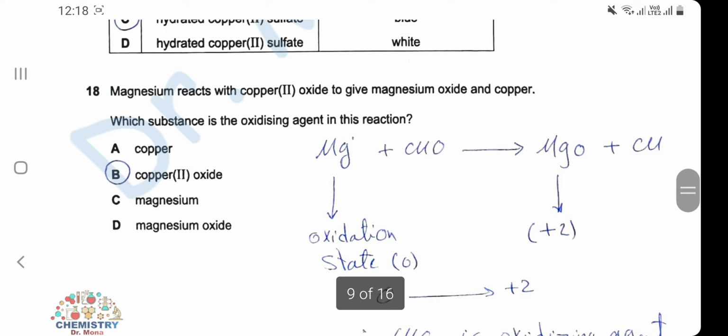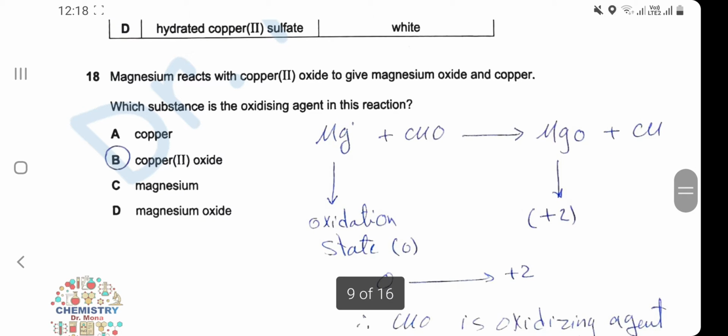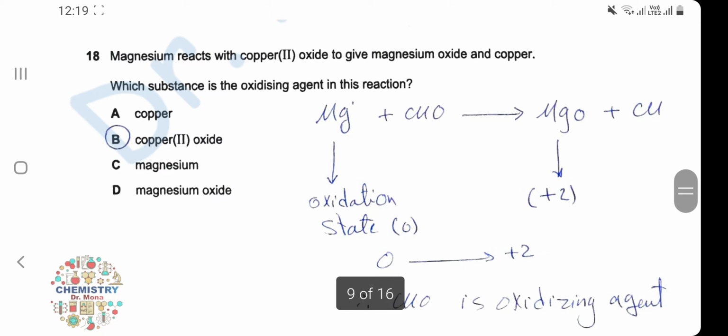Question 18. Magnesium reacts with copper(II) oxide to give magnesium oxide and copper. Which substance is the oxidizing agent in this reaction? Here we are starting with magnesium. Oxidation state is 0. Magnesium reacts with copper oxide to produce magnesium oxide.